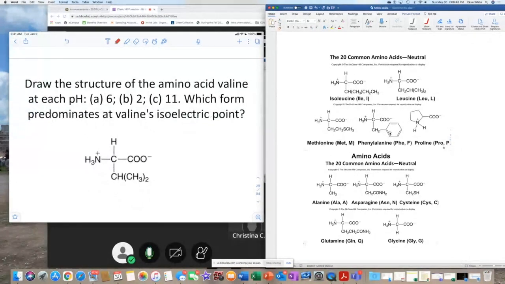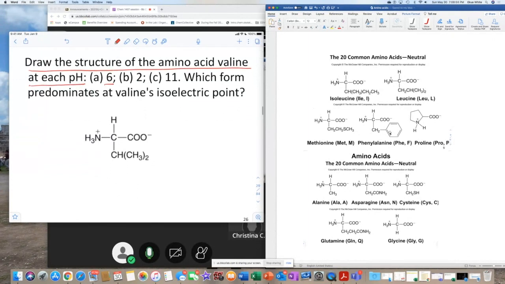Okay, same thing. Draw the structure of the amino acid valine at each pH. pH 6, I'm not even drawing pH 6 because we're starting off as a neutral form, right? You have that, so this will go with pH 6, which is a neutral form. Okay, so that one is done.